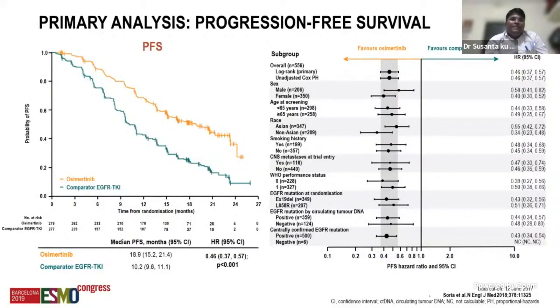Here, in the PFS analysis, PFS was significantly better with osimertinib compared to first-generation TKI, 18.9 months versus 10.2 months, with a hazard ratio of 0.46 and a significant p-value. And osimertinib is favored in all groups. You see on the forest chart, there's no one crossing the midline. So all the groups benefit with osimertinib.